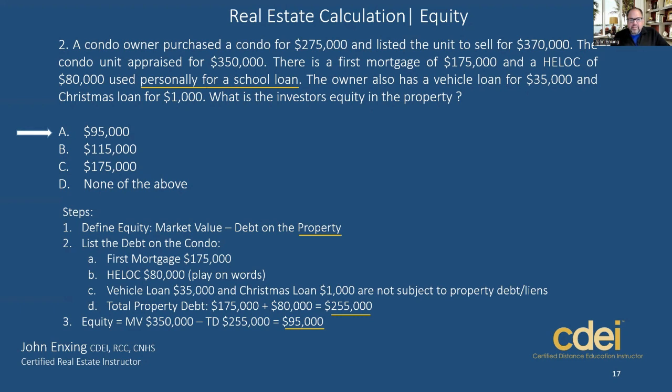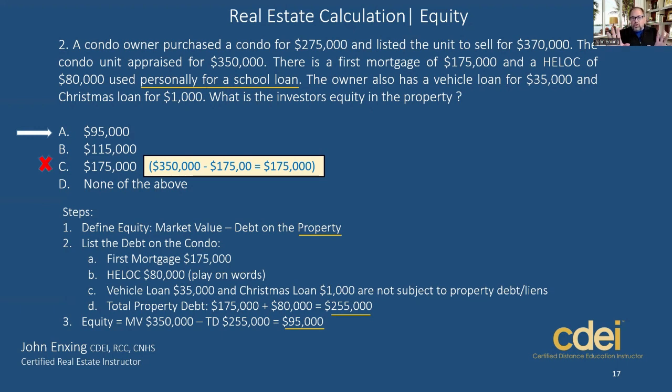Answer A. Now always remember, if I just take 350,000, at least I figured out that the market value was that. And all I subtracted was my first mortgage because I got hooked on a personal school loan, and I didn't recognize the HELOC as a lien on the property, so I don't include it as debt. You can see that if I subtract that difference, I get 175,000. And that answer is going to be available for you to select.